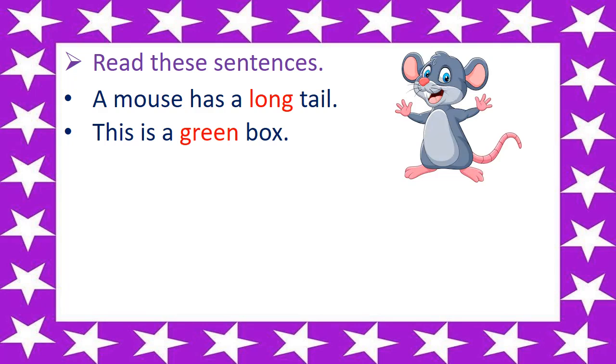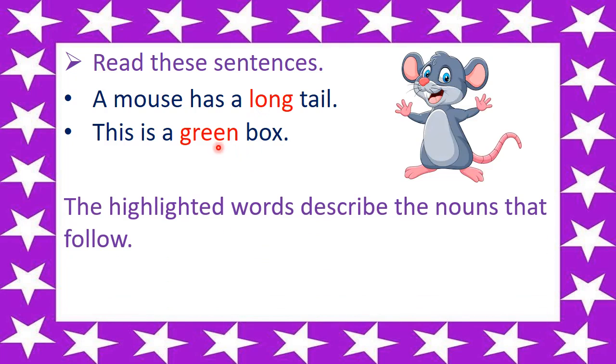Let us read these sentences. A mouse has a long tail. So a mouse has a long tail. So how is the tail? Long. Next, this is a green box. So students, what is the color of the box? Green. So the highlighted words describe the nouns that follow.